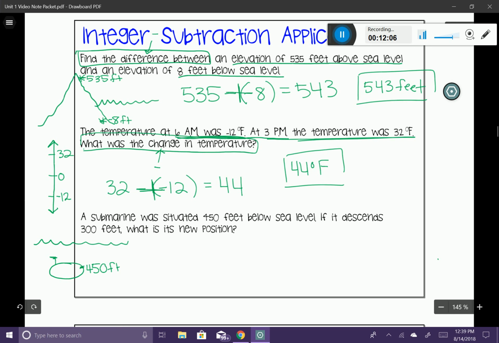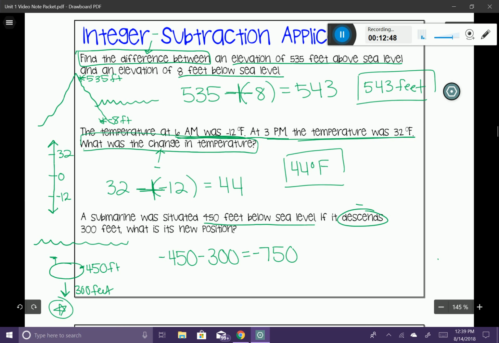All right, it descends. So if it's situated 450 below sea level and it descends, that means you're going to be going downward, or moving in the negative direction. That means we're going to be subtracting. So this submarine is moving down 300 feet. And we want to know, where did it end up? So let's figure out the problem. I'm already beginning at negative 450 feet below the surface of the water, and I'm descending 300 feet. So I'm subtracting 300. That's going to leave me at negative 750 feet below sea level.